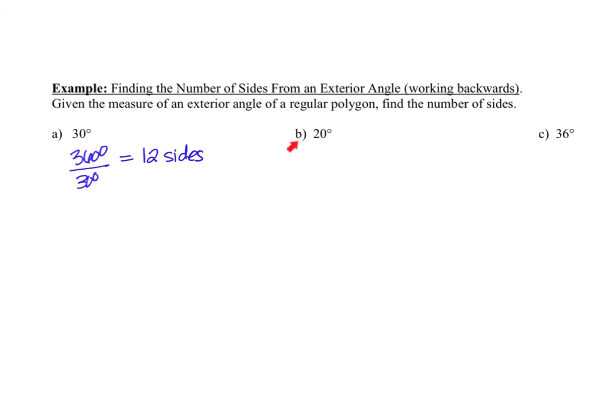How many sides would this polygon have if the exterior angle was 20 degrees? You should have gotten an answer of 18 sides. Let's look at letter C. How many sides will this polygon have? This polygon will have 10 sides.